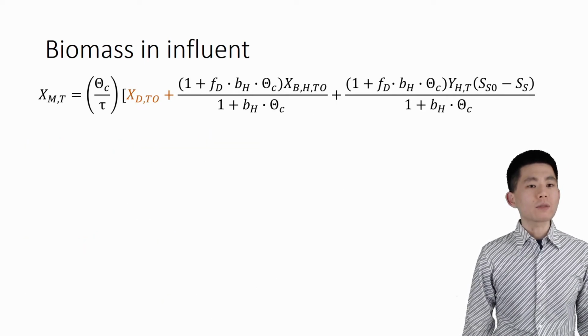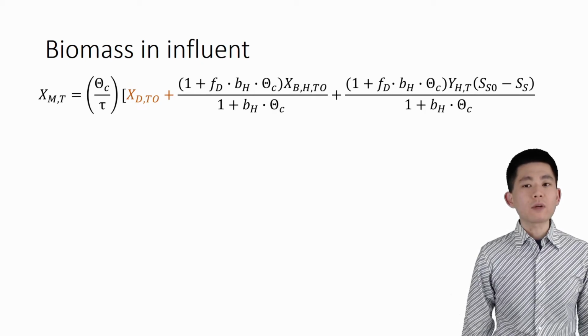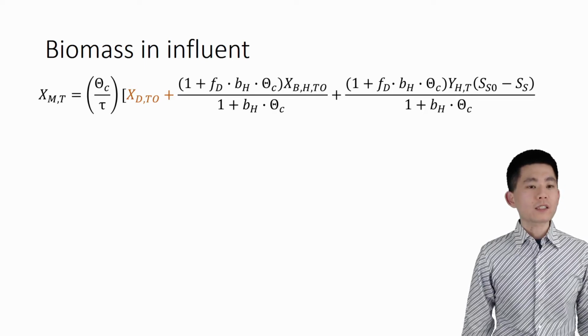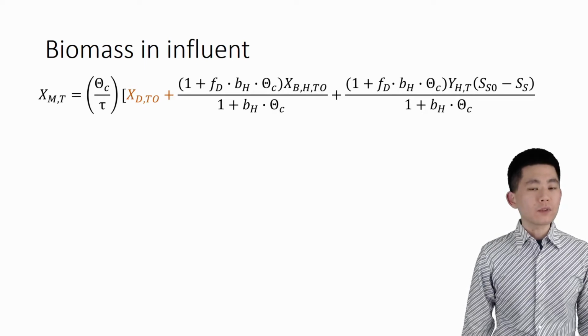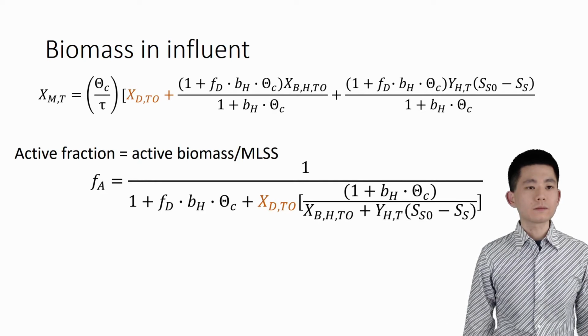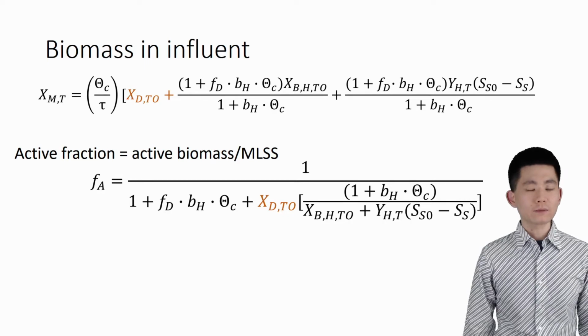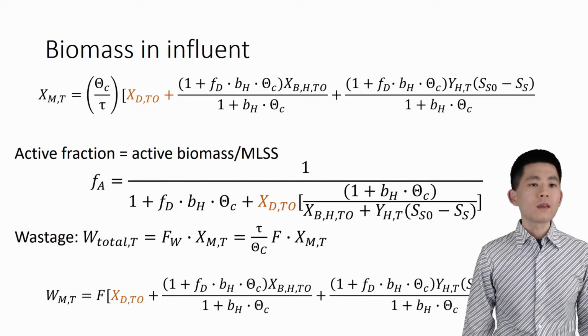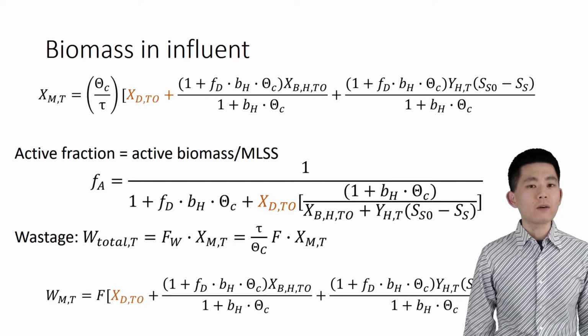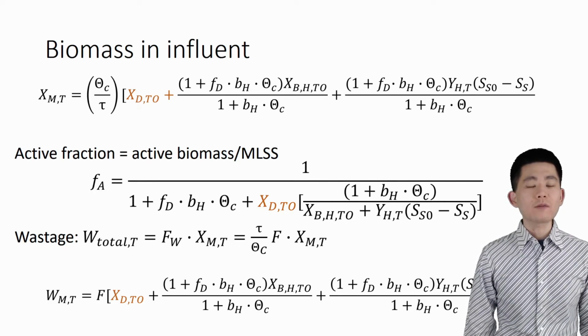The MLSS represented by XMT includes the active biomass and debris generated in the reactor, the active biomass and debris in the influent, and the inert particles in the influent. Then we can divide the active biomass concentration by MLSS to get the active fraction. And the wastage rate is MLSS times wastage flow rate, or MLSS times influent flow rate times HRT divided by SRT.